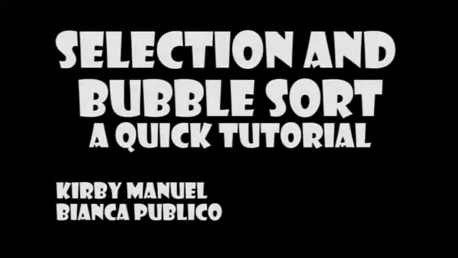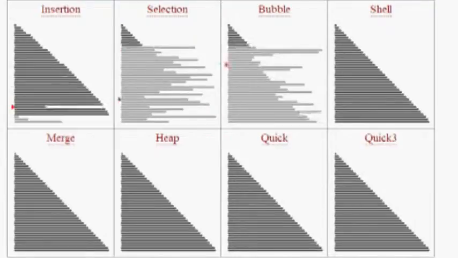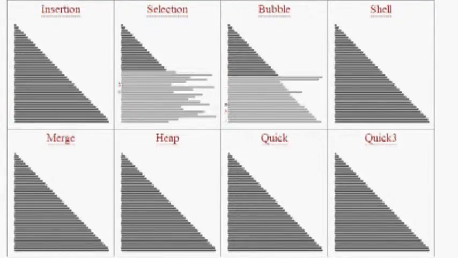This video is about the implementation of selection sort and bubble sort sorting algorithms. The first one is selection sort. It basically goes through the entire array, looks for the smallest, and then puts that into the first position.